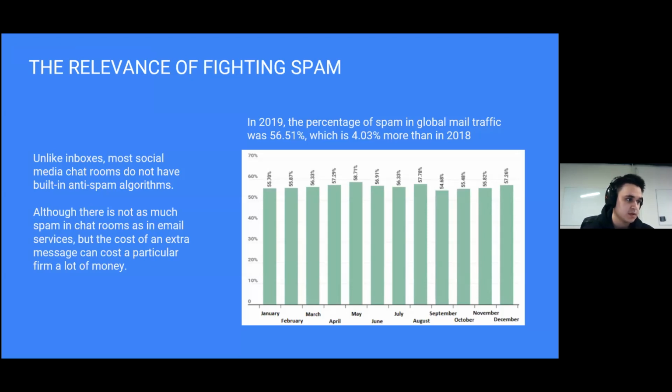The percentage of spam messages in the global mail traffic is continually increasing. As you can see on the graphic, in 2019 it was 56.51%, that is 4.03% more than it was a year ago.